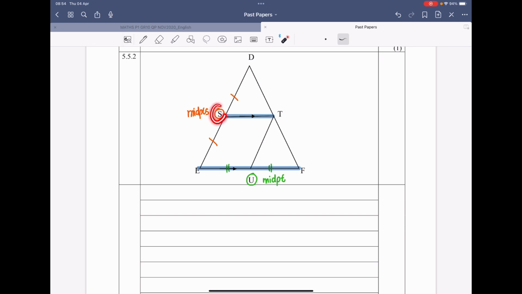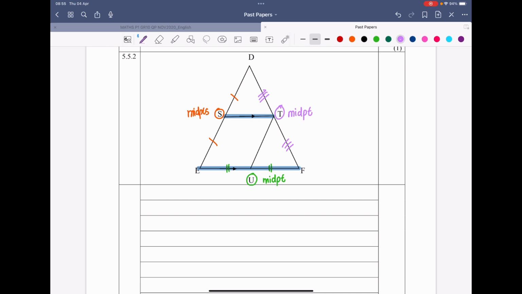So I've got this midpoint S, and I've got a line that is going to a point on the other side of the triangle, so it's going to T. And I was told that this line is parallel to this line, which is the third line of the triangle. So from that, I can conclude that T is also a midpoint. Right, so if T is a midpoint, then DT is equal to TF.